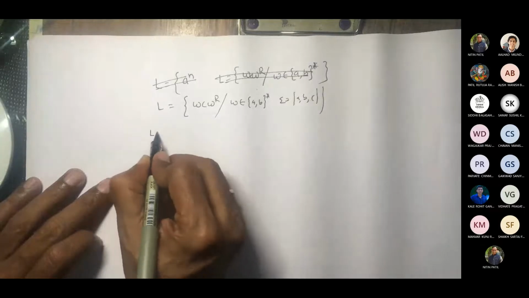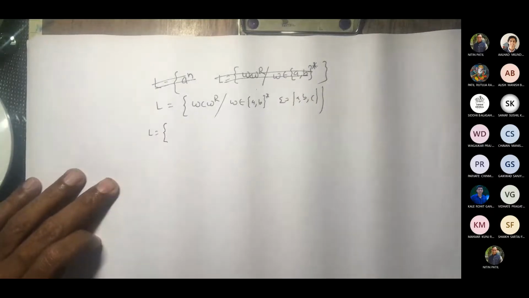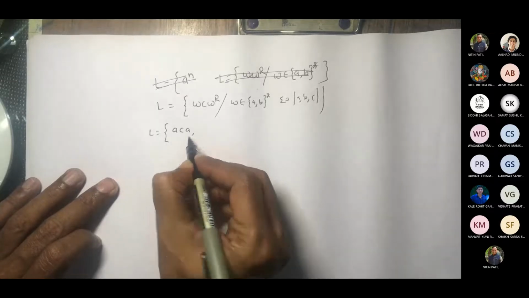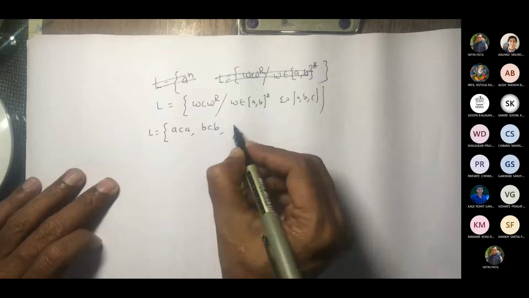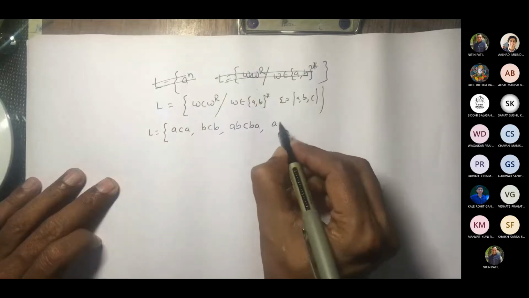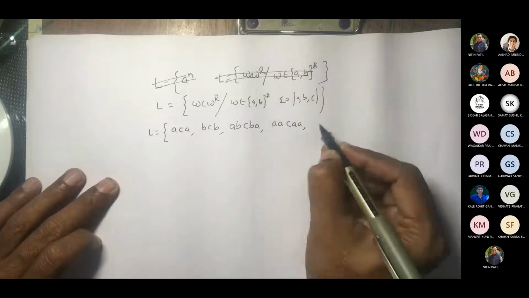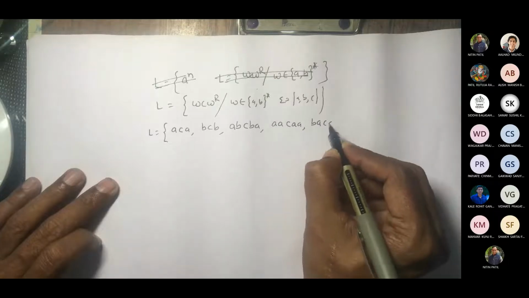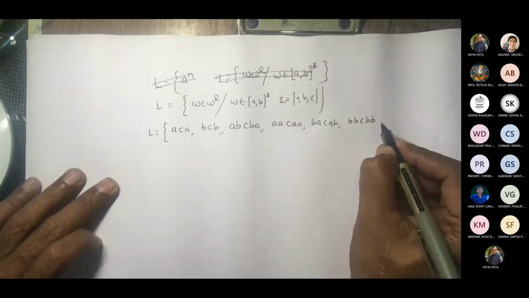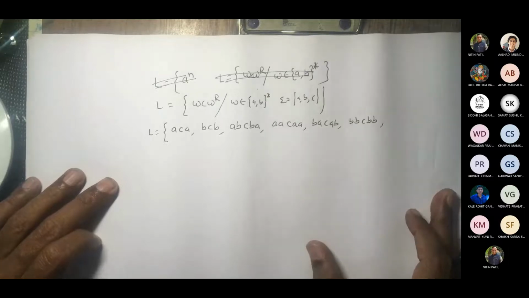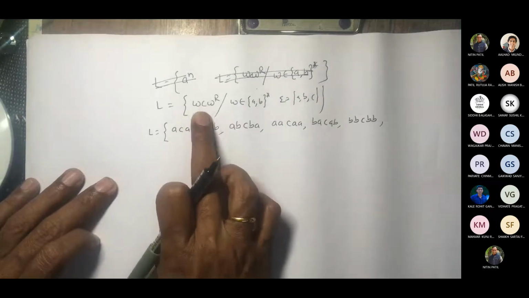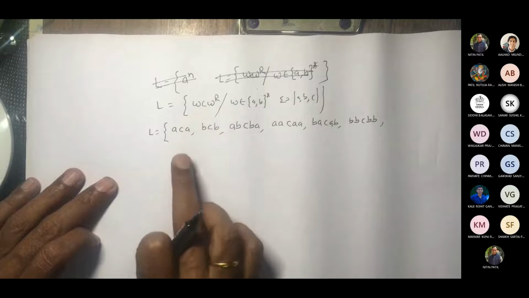So what is the possibility of the strings? What is the possibility of this language? It could be ACA, BCB, ABCBA, AACAA, BACAB, BBCBB. Am I right? So you are saying that whatever occurs before C, the reverse of it will occur after C. Correct? That's what we said.